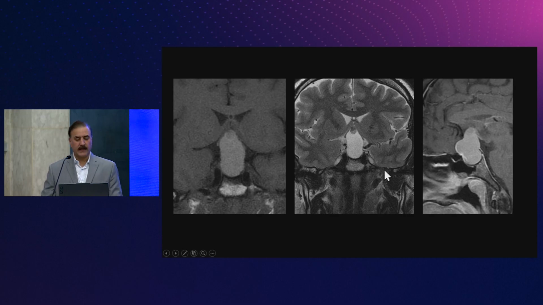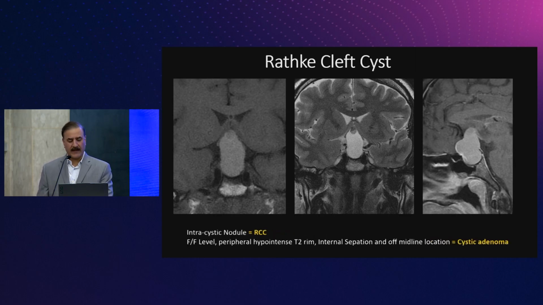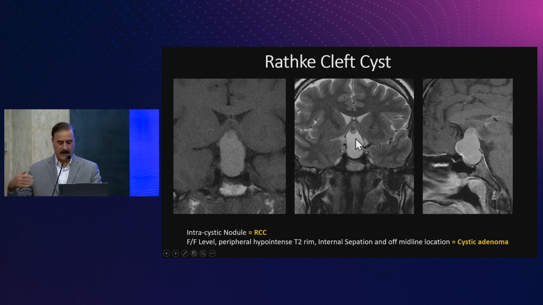Good, absolutely. And the clue here is this guy right here, okay? So that's very helpful. There was a very beautiful paper in AJNR 5 or 6 years ago, and the only definite clue to a Rathke's cleft cyst is the presence of this intracystic mural nodule. And once you have that, that's your diagnosis. All other findings like fluid level, peripheral hypointense rim, internal septations, and off midline location are seen in cystic adenomas. This is the only thing that you can just say and you're done.